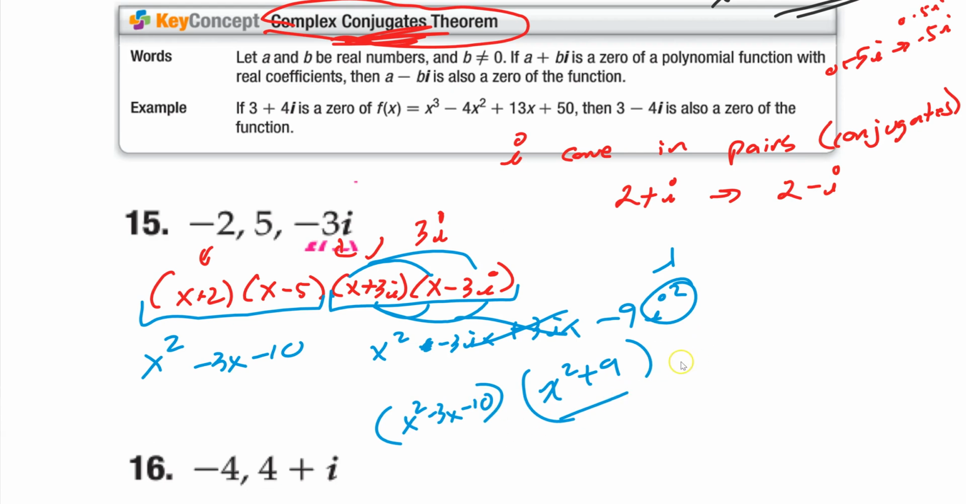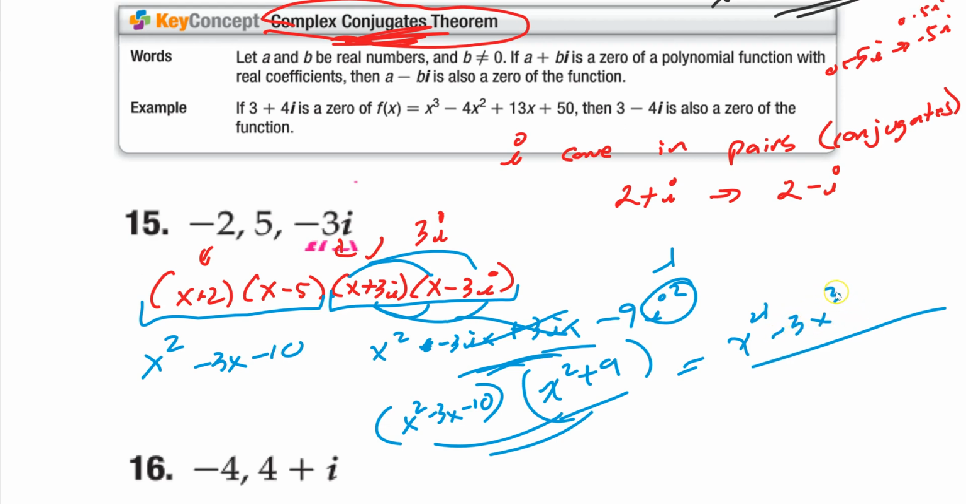And then from here, I'm going to multiply those two out to get an answer. Right, so I actually go through it all. You get x to the 4th minus 3x cubed, minus 18x squared, and then more stuff.